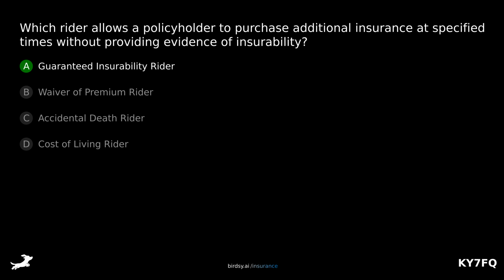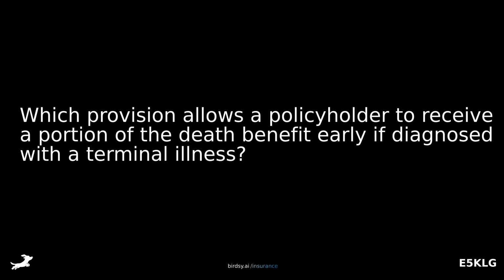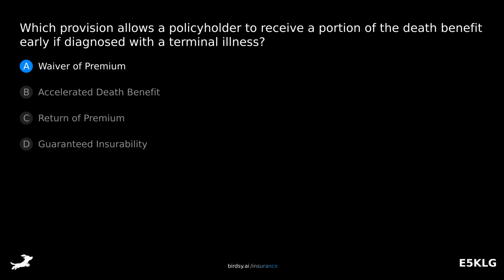The answer is A, guaranteed insurability rider. The guaranteed insurability rider allows policyholders to buy additional coverage at predetermined intervals without proving insurability. Which provision allows a policyholder to receive a portion of the death benefit early if diagnosed with a terminal illness? Is it A, waiver of premium, B, accelerated death benefit, C, return of premium, or D, guaranteed insurability?